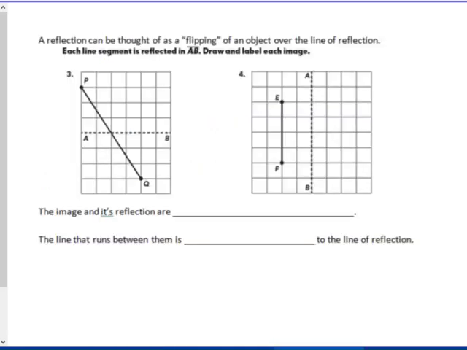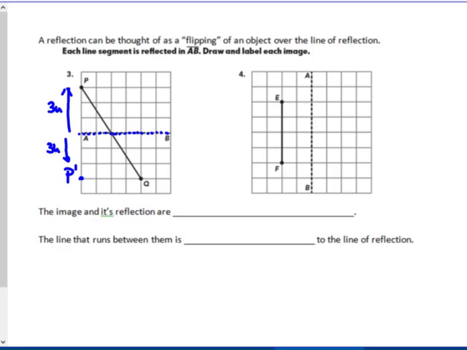A reflection can be thought of as a flipping of an object over the line of reflection. Each segment is reflected in segment AB. Draw and label each image. So to reflect P over this dashed line AB, it's like folding the paper in half right there. So P would swing down here below AB at a point equally distant away from that line of reflection. 3 units up is P, so 3 units down would be P's image, or P prime.